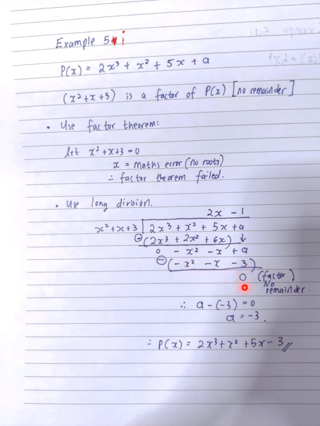Remember that this one equals 0 because it's a factor. This is a factor, so the remainder must be 0. Therefore we can find a minus 3 equals 0, therefore a equals minus 3. So then we can find your a. Again, we use long division since the factor theorem failed, and your divisor can be quadratic.